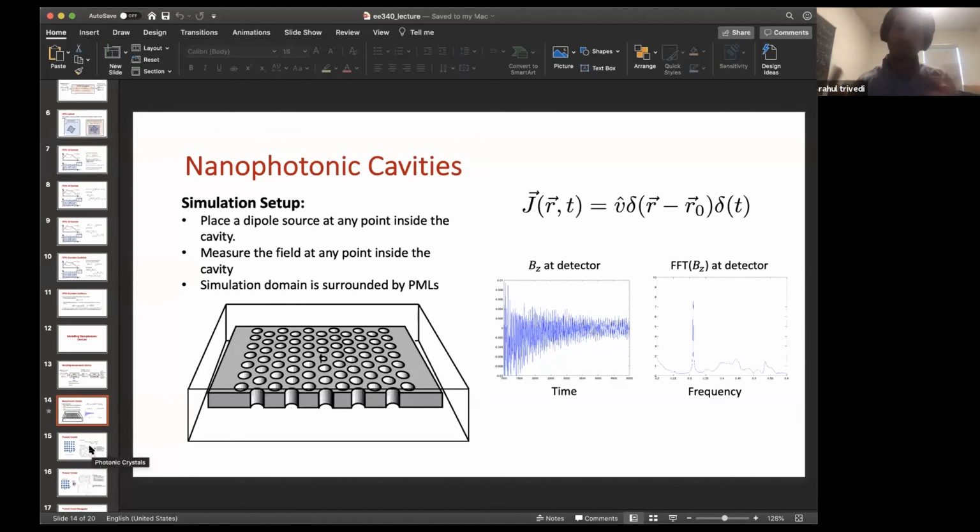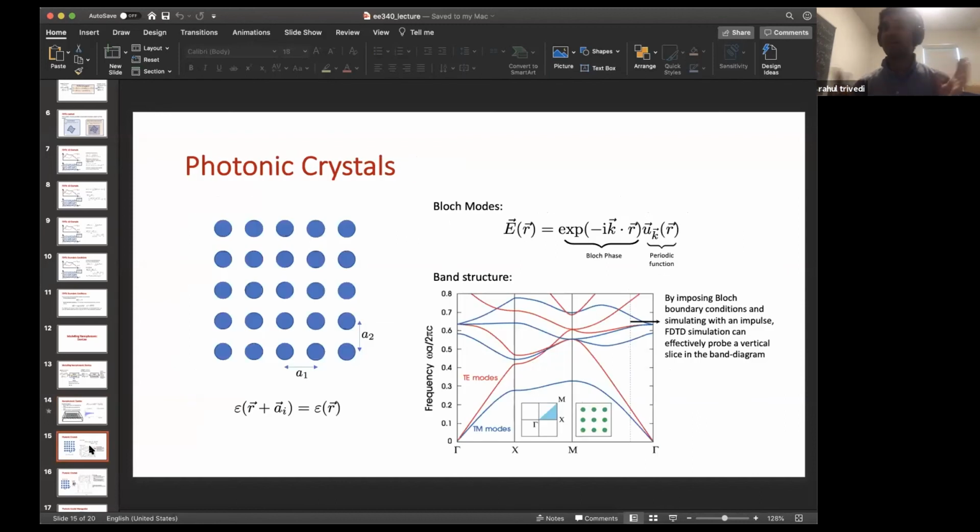So it's somewhat of a simpler problem to simulate. Let's think about another problem, which is photonic crystals. And this is something that many of you asked a question about. How do I go ahead and calculate the band structure of a photonic crystal? So let's imagine I have a 2D photonic crystal, and I want to calculate the band structure. I want to produce a plot that looks something like this, right?